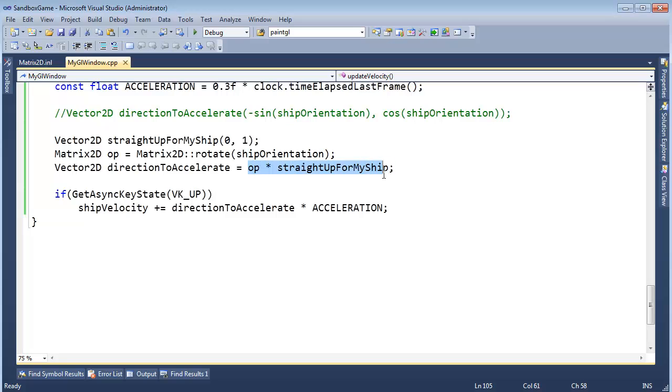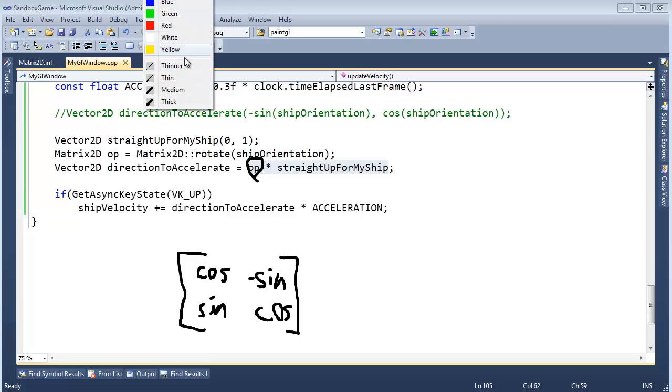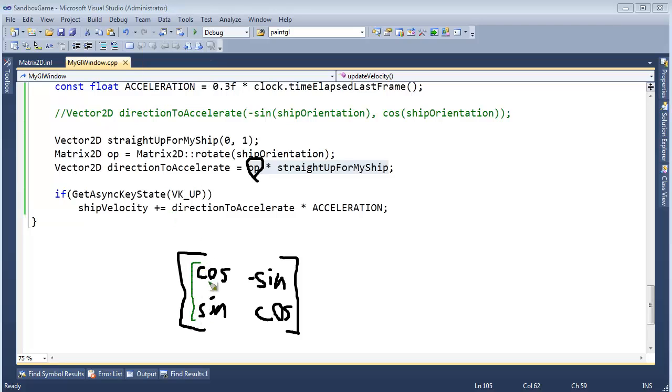Let's think about what's really going on here. In fact, I'm actually going to work this one out by hand. Okay, our operator that we defined, this matrix here, when we say rotate ship orientation, remember that just gives us cosine, sine, that's the first basis vector, and then we got negative sine and cosine here for the second basis vector. Let me wrap this up around our basis vectors to remember that these are basis vectors, and the matrix isn't a big scary thing that we need to be scared of.